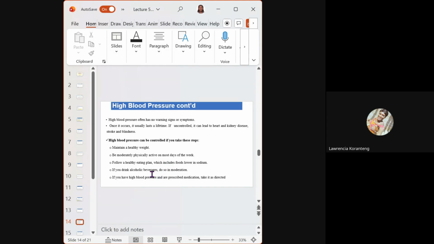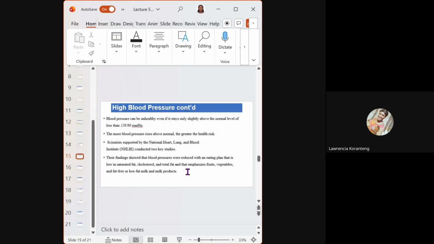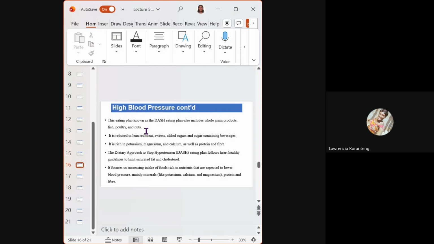If you have high blood pressure, alcohol is not so good. You also need to take your medication as directed. So this is the normal BP, 120/80, and then we need to check on that.